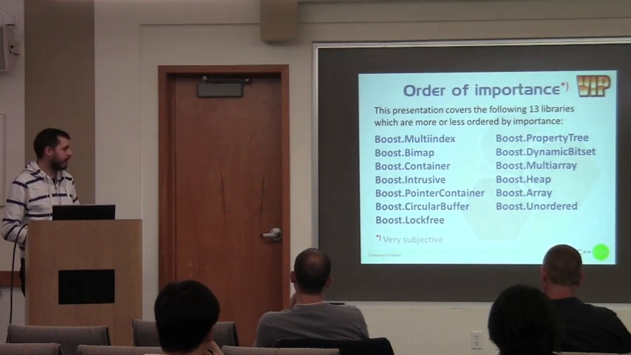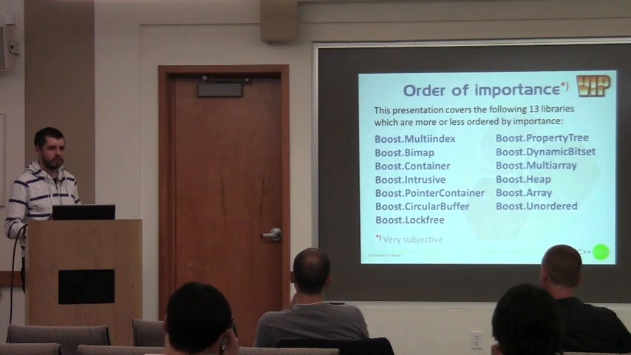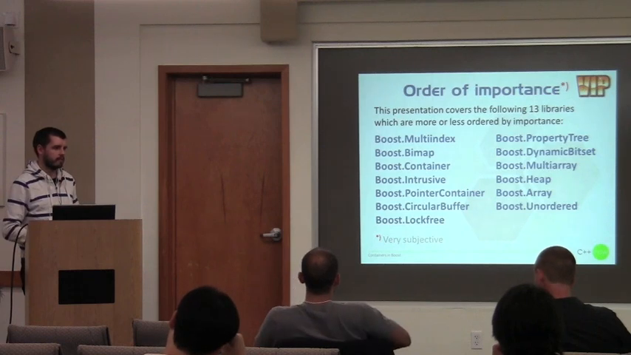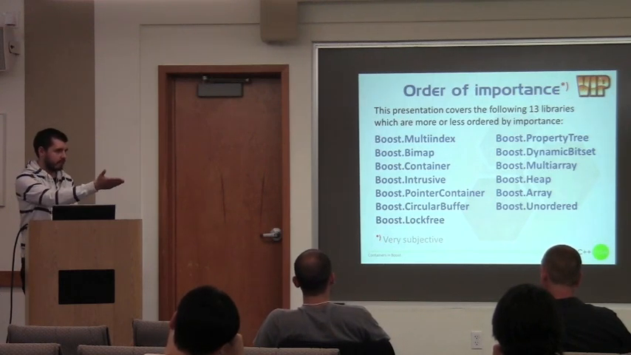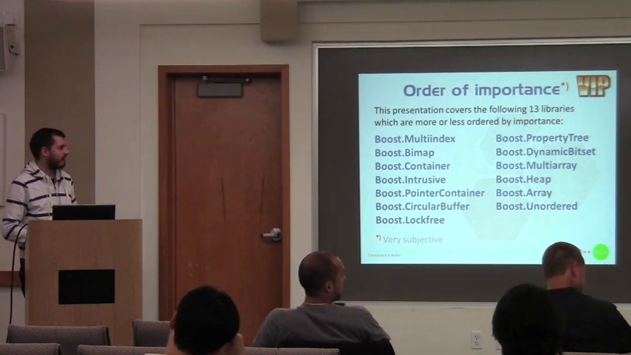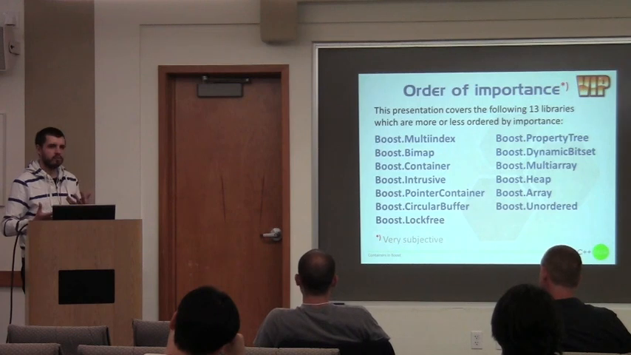You have a circular buffer library, just a ring buffer. You have a library called Lock-Free, which is interesting if you want to use some containers in a multi-threaded application. It's really the only library here on this slide which you can use in a multi-threaded application without thinking of locks or synchronizing access yourself. We have Boost Property Tree. Maintainer is sitting here, I think, Sebastian. Property Tree is also a very convenient library, mainly to somehow manage configuration data.